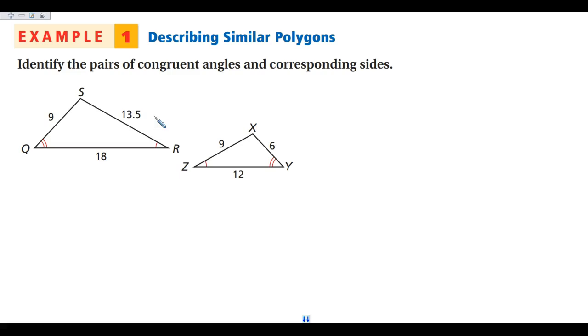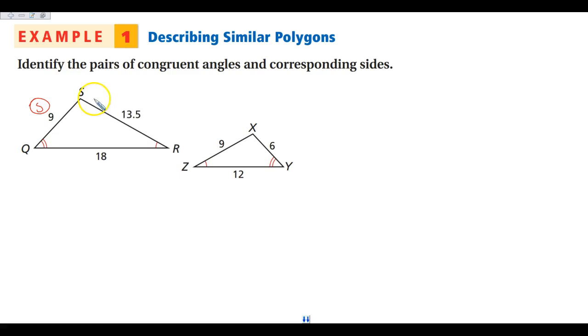But sometimes with similar figures, it can be a little difficult to see what matches up with where because they are different sizes. So what I'm going to do is when I'm looking at my sides, I'm going to find my smallest side. If I'm looking at this figure here, triangle QRS, 9 is the smallest side length. Okay, so I'm going to label that as S for my small side.